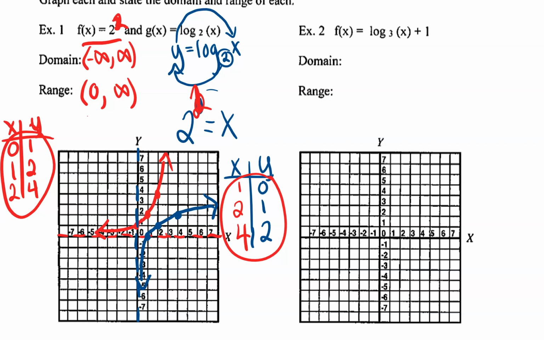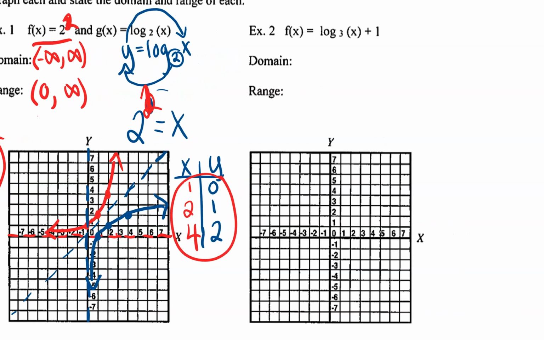And because these are inverses of each other, they should be symmetric over the line y equals x. If I were to reflect this red line, the red exponential growth, over the line y equals x, it'll give me the log function.